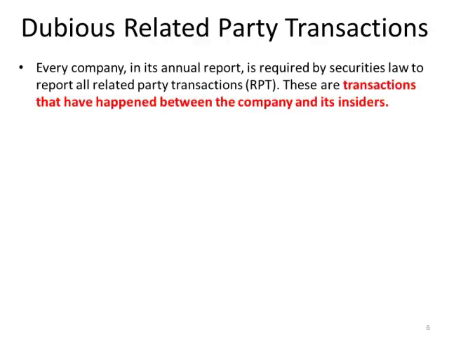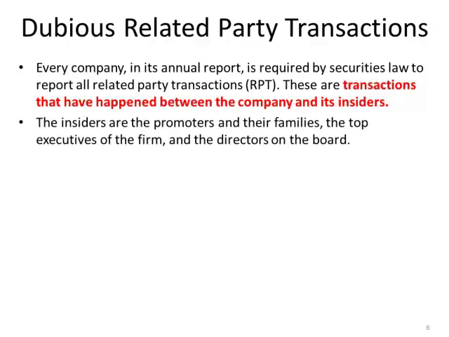Every company in its annual report is required by securities law to report all related party transactions. So what is a related party transaction? These are transactions that have happened between the company and its insiders. So typically you would think of transactions between the company's management or the board and the company itself. And it's important to have these transactions reported simply because there's great potential for conflict of interest with these types of transactions, so it's good for these to be in public view.